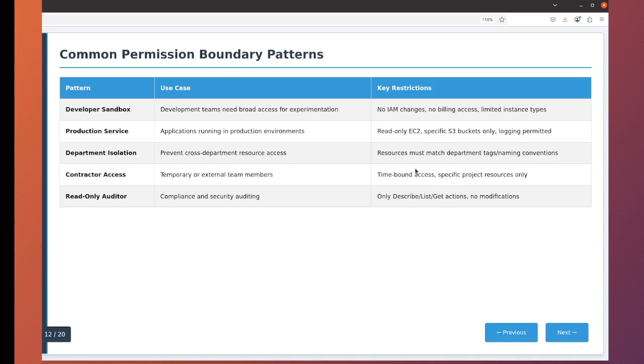The production service pattern is for automated systems and applications running in production. These boundaries are more restrictive and focus on specific operational needs rather than broad access. The department isolation pattern uses boundaries to prevent cross-contamination between different business units. Marketing can't accidentally access engineering resources, and vice versa. The contractor temporary access pattern provides time-bound or scope-bound access for external parties or temporary team members. You can give them significant permissions within their boundary while ensuring they can't access other areas.